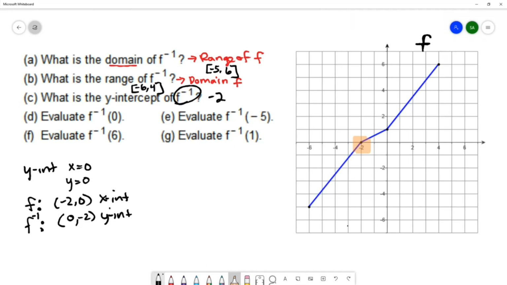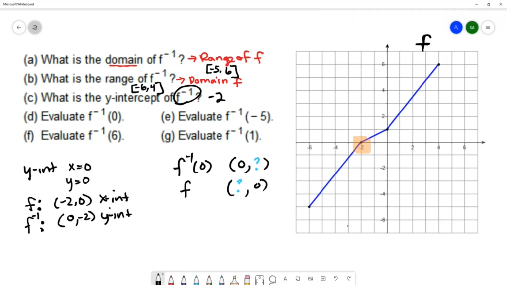So then let's take a look at the next part. This one says evaluate f inverse of 0. We want to find f inverse of 0. So on the inverse, our ordered pair would be 0, comma, and we don't know what that y part is. But on f, the x's and y's get switched, so we don't know the x part, but we know the y part being 0.